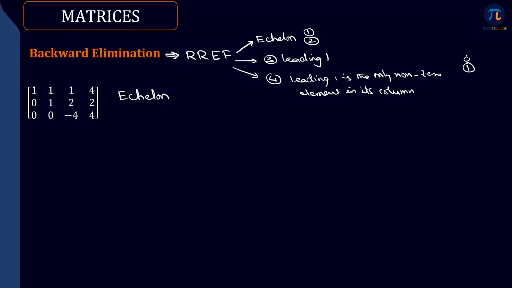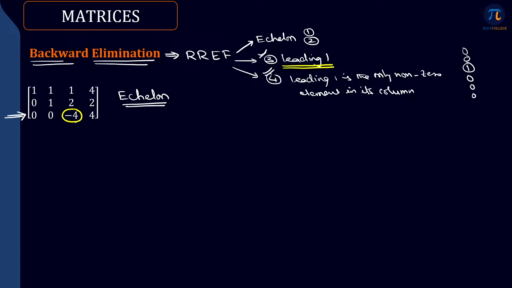That is, if it is a leading 1, in that column all remaining elements must be 0. So we should apply row operations such that these two conditions are satisfied, and that is what we call the backward elimination method. Please note, first of all the matrix must be in echelon form to apply backward elimination. So here we start with the last non-zero row, and here what is the condition? The leading value must be 1.